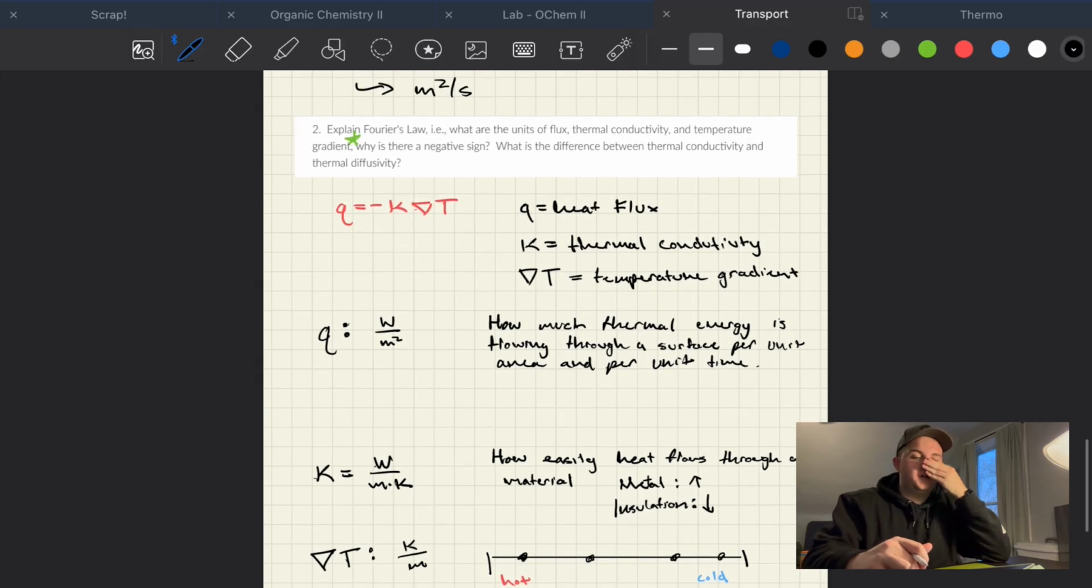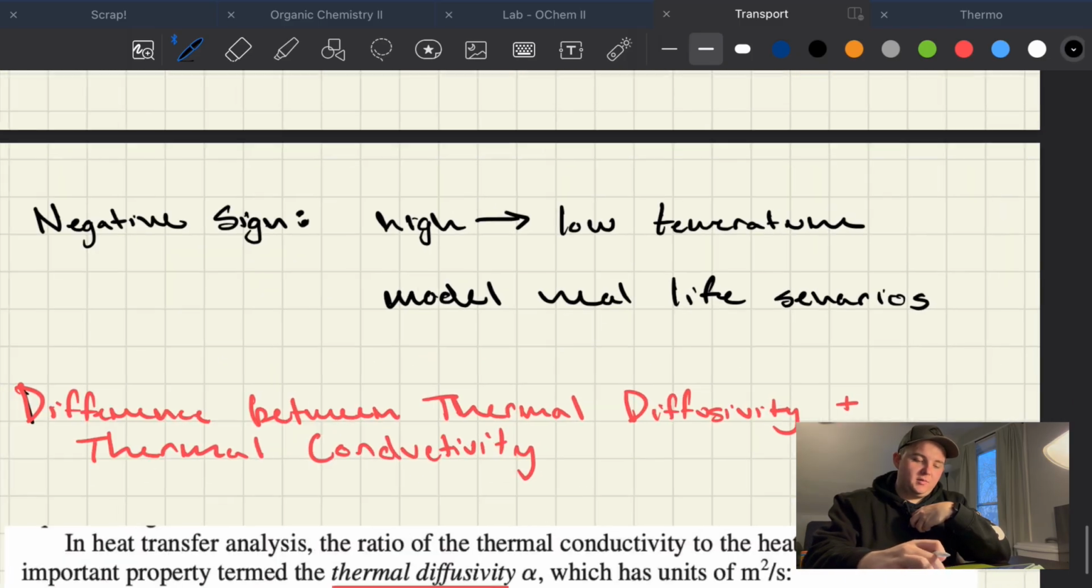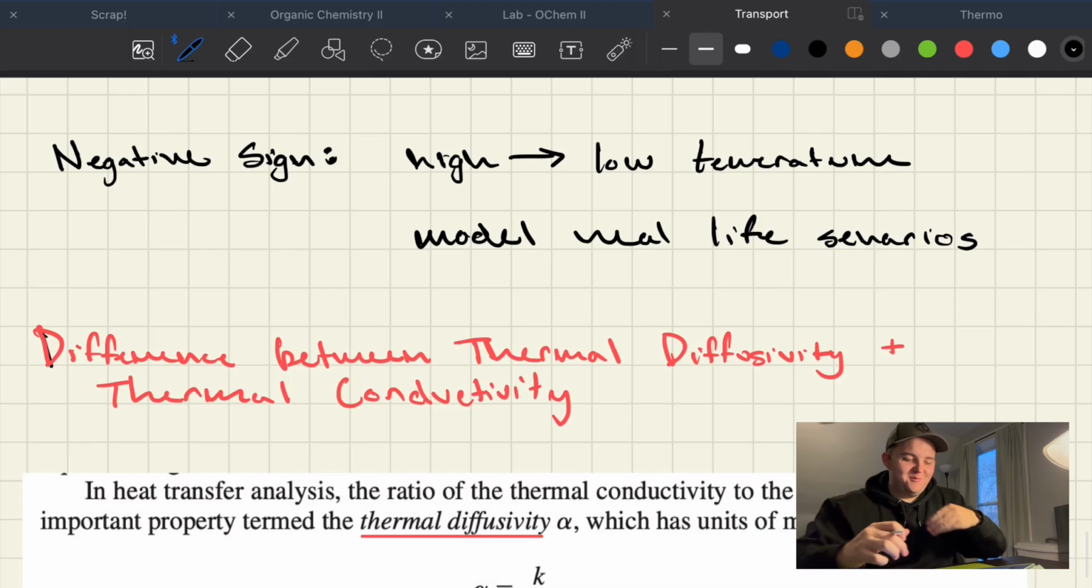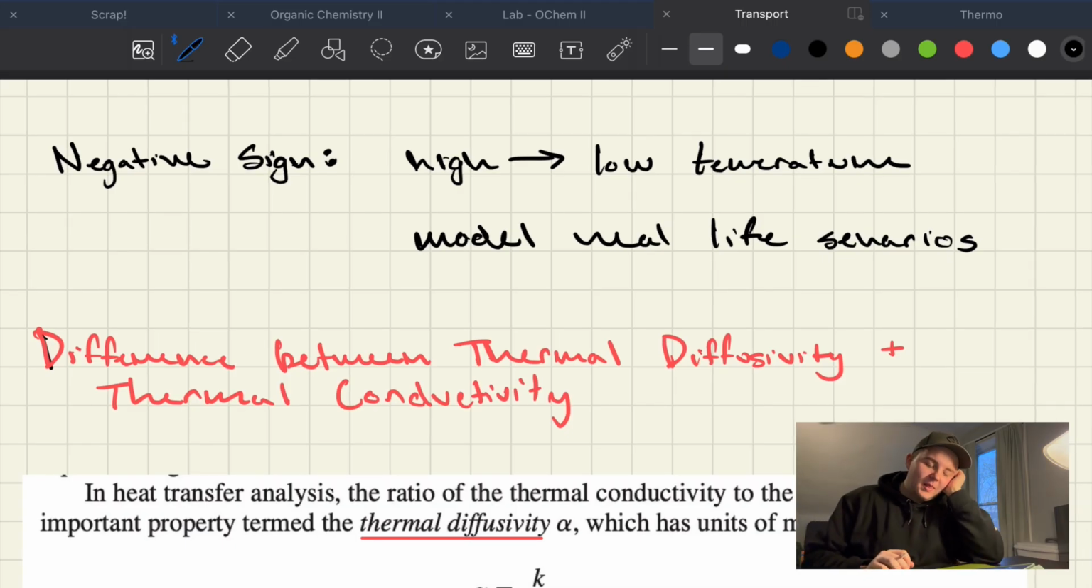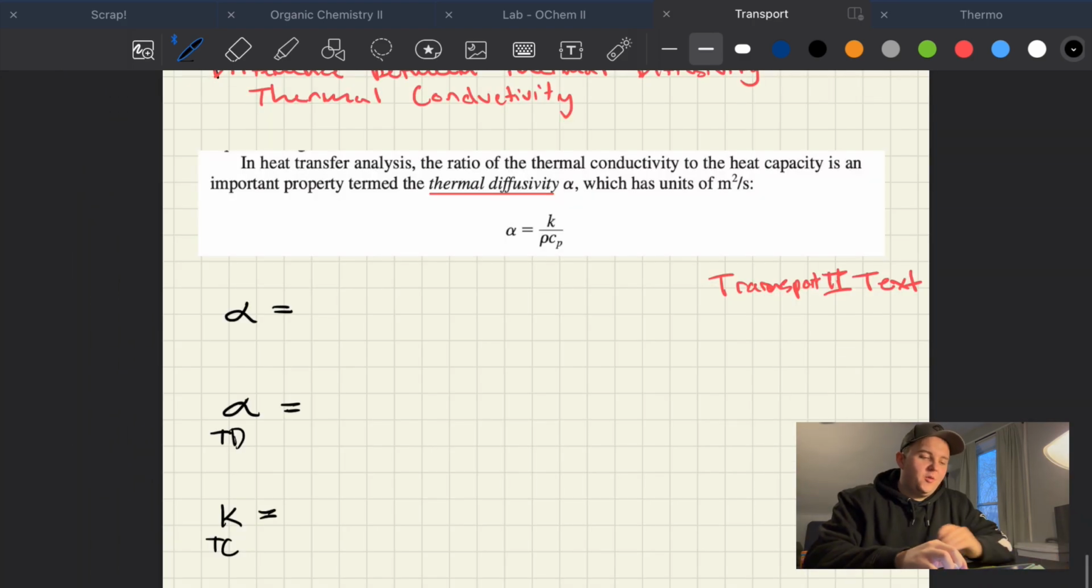Okay, and then the last part, let's talk about the difference between thermal conductivity and thermal diffusivity. I kind of already talked about it. We can look at this example. I have to erase all my stuff and redo it. But in heat transfer analysis, the ratio of thermal conductivity to heat capacity is an important property termed the thermal diffusivity, alpha, which has units of meters squared per second. So let me erase all my work and then I'll be back. I just erased all my work.